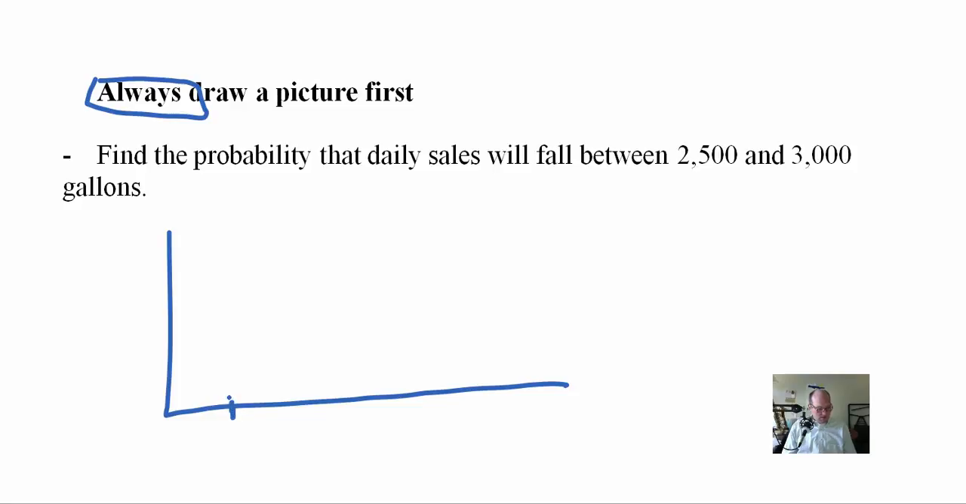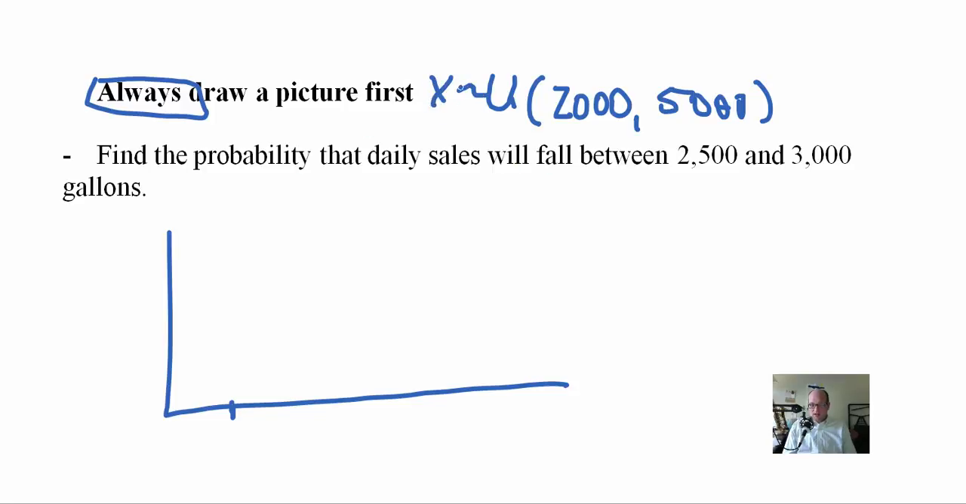So I think I left something out. Oh, that's right, I did. So let me tell you what the uniform distribution here is: between 2,000 and 5,000. What I'm saying is that some X or some Y is roughly uniformly distributed between 2,000 and 5,000. So let's figure that out. Here's 2,000. Here's 5,000.